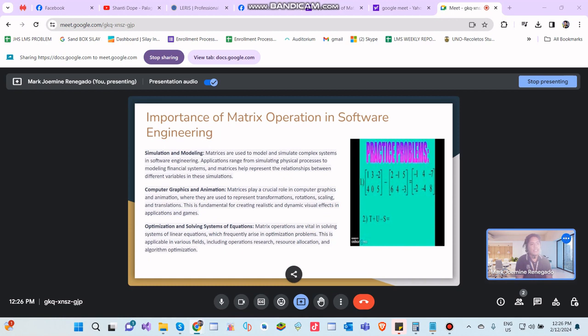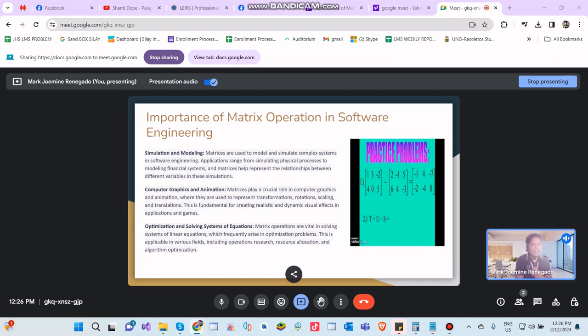Matrices play a crucial role in computer graphics and animation, where they are used to represent transformations: rotation, scaling, and translation. So this is fundamental for creating realistic and dynamic visual effects in applications and games.